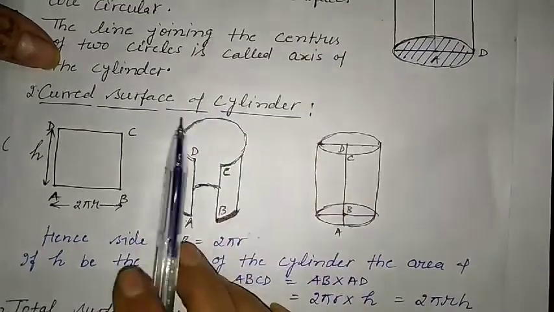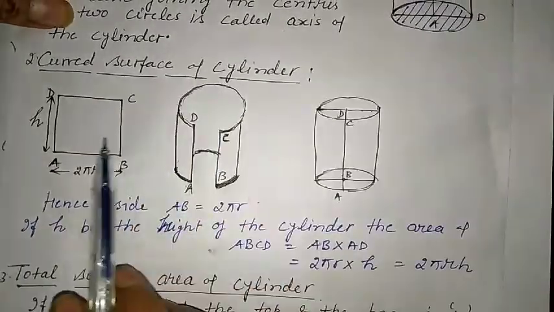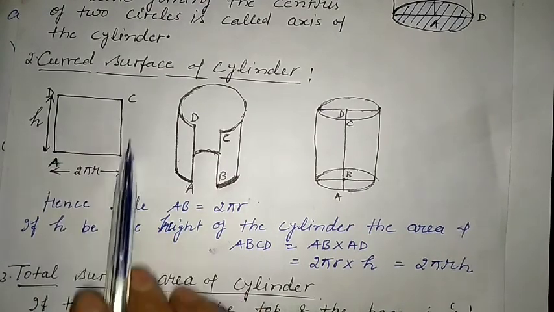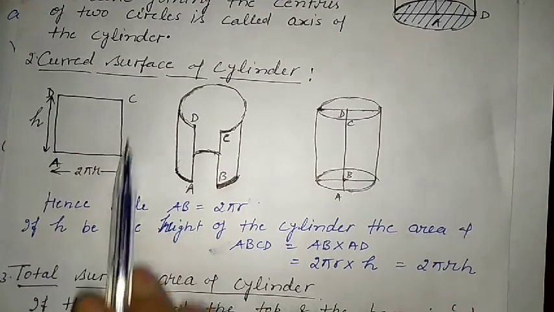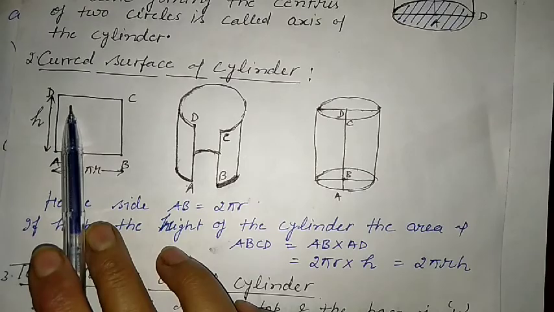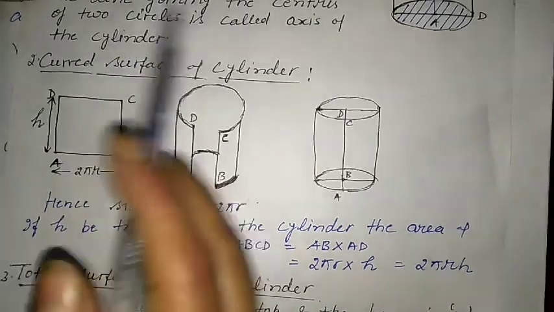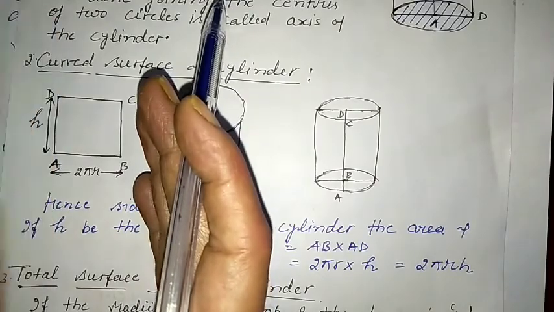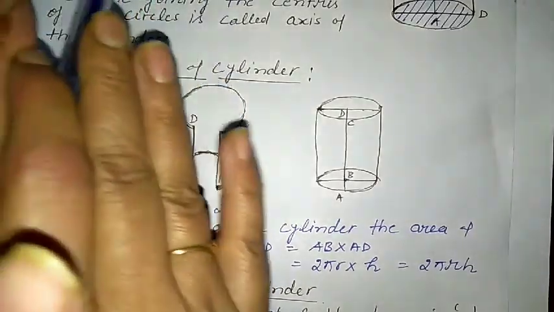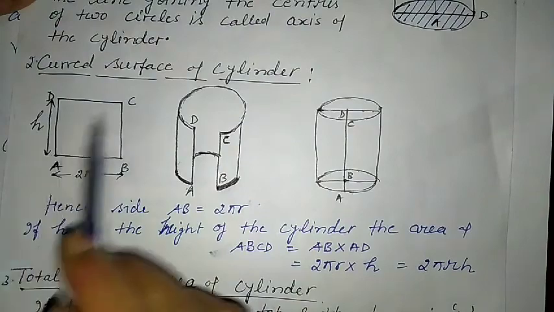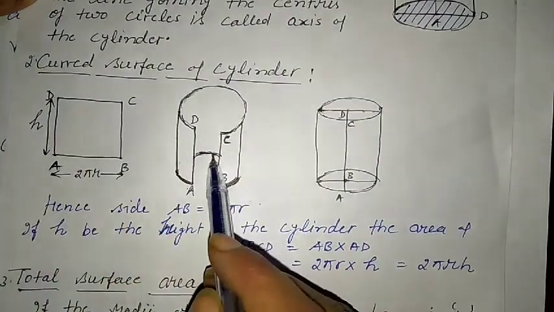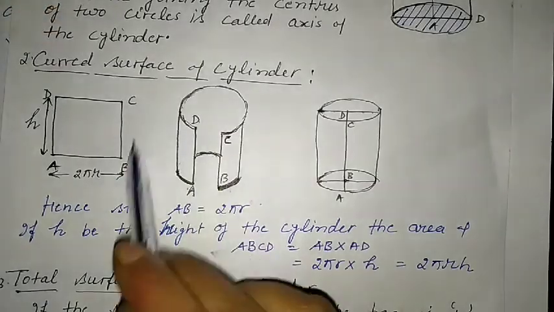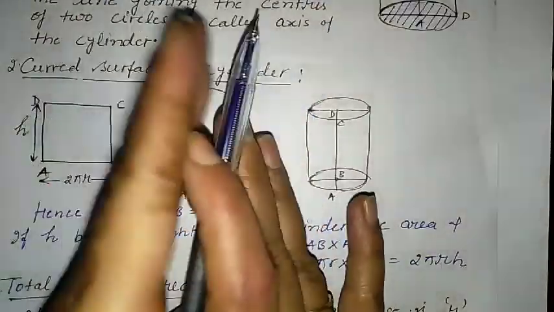So this is the curved surface area. Here we have a rectangular piece of paper, or rectangular piece of cardboard, ABCD. Now what we will do is join the sides AD and BC together. We will join them together like this. We are folding it. This is AD and this side is BC. We fold it and bring them close.